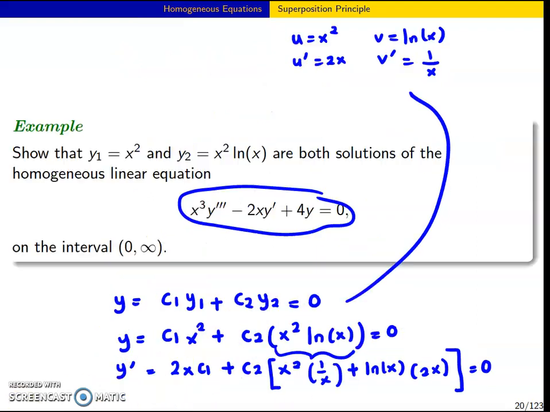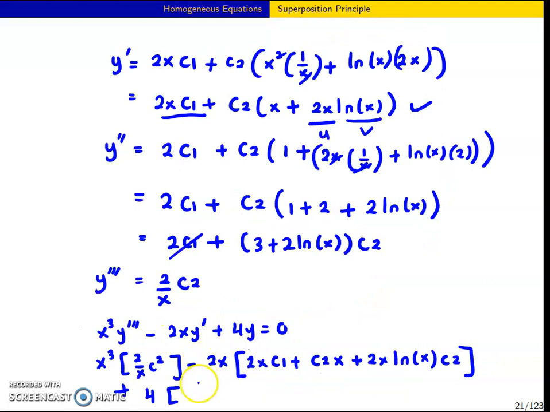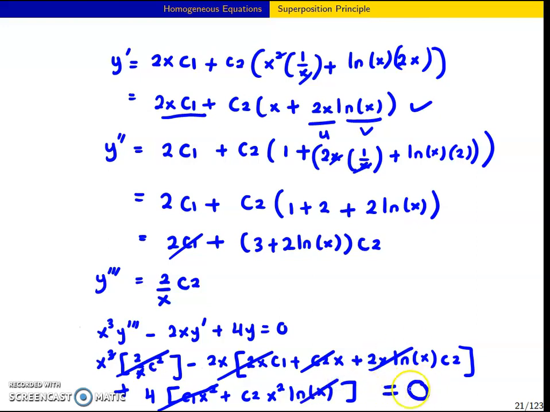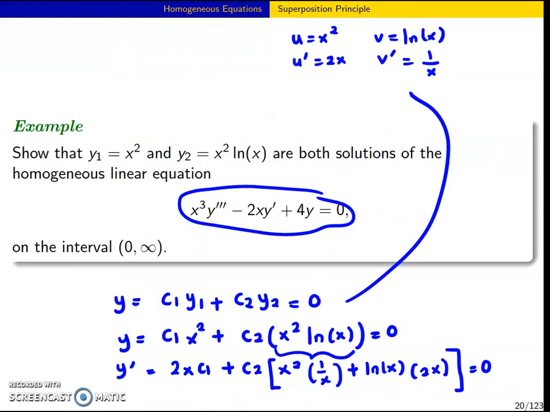So what is my y? The one that I've written as a superposition principle, c1 x squared plus c2 x squared ln x. Now let's see if we can get 0. So negative 4x c1 plus this one, this is 0. Negative 2x c2 cancels out with this one. This gives you 2x plus 2x, and 4x ln x c2 gives me 4x squared. So we manage to get this equal to 0. By getting 0, it means we have shown that y1 = x squared and y2 = x squared ln x are both solutions of the homogeneous linear equation.